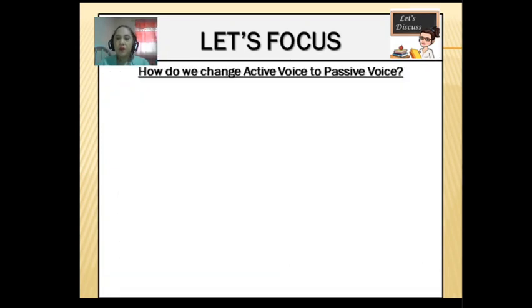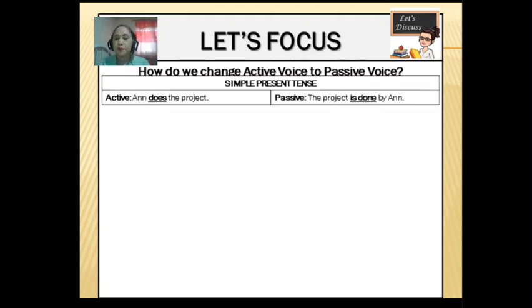Now, how do we change active voice to passive voice? The active voice actually begins with the subject, while passive voice begins with the object of the sentence. So we have different ways. The tense of the verbs changes also. Let's take a look at this example. In the simple present tense, the active voice: "An" does the project. The passive becomes: the project is done by "An."